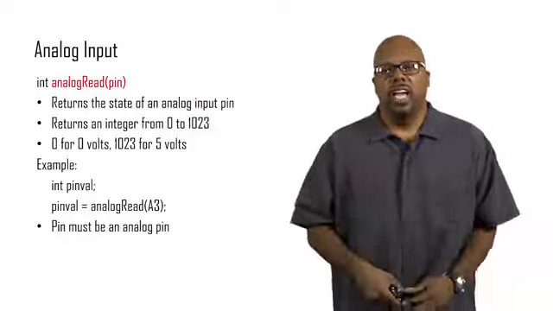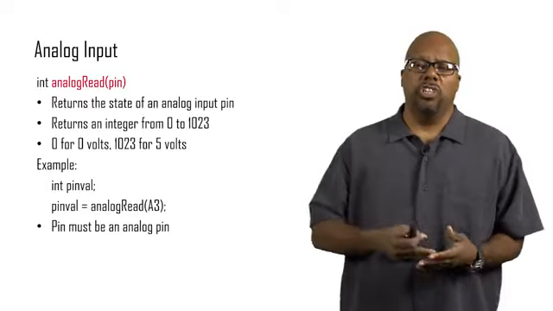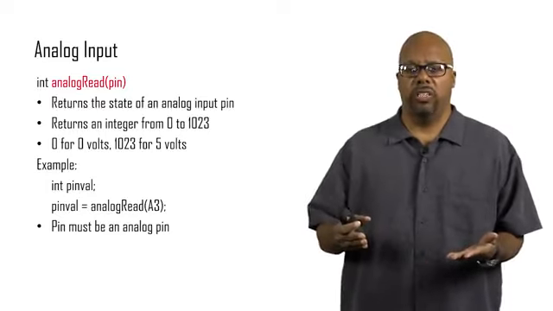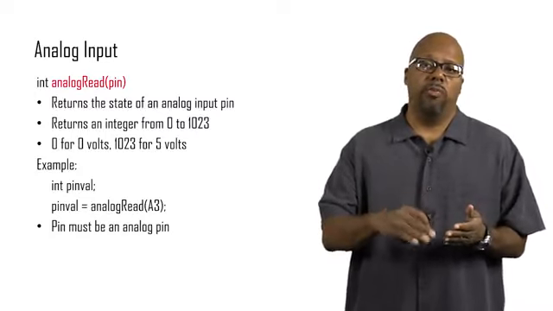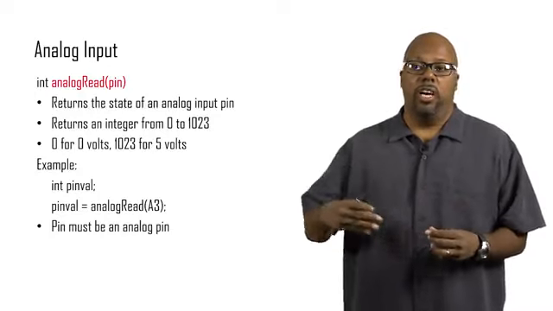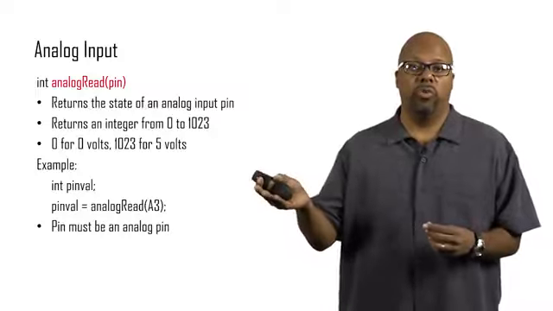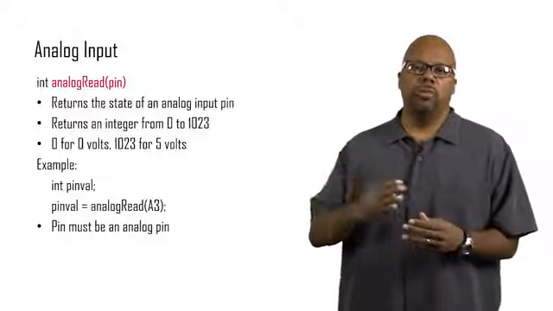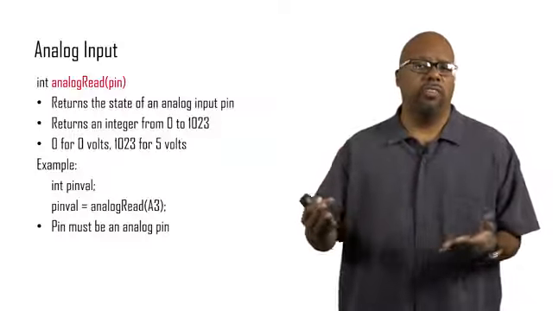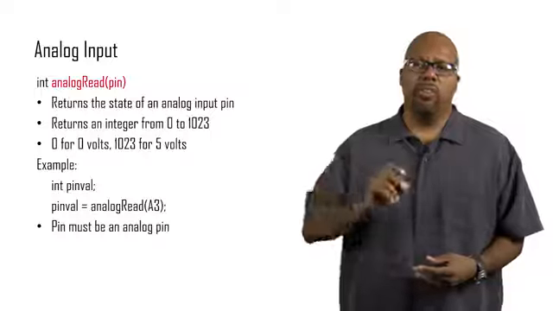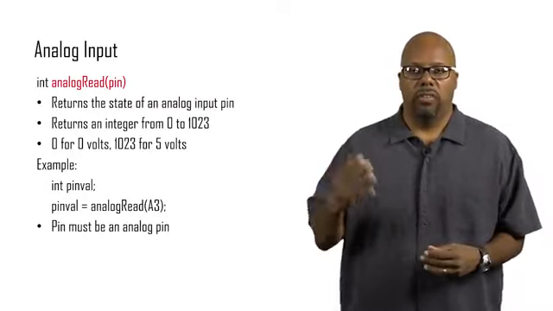So analogRead returns the state of the analog input pin, but it returns an integer from 0 to 1023. 0 is the bottom of the range, so if you got 0 volts on this pin, it's going to return a 0. The top of the range is 5 volts, so if it sees 5 volts, it's going to return 1023. And it'll return numbers in between according to the voltage. For instance, if your voltage is right between 0 and 5 volts, so you get 2.5 volts, then the number it returns is going to be right between 0 and 1023, which is 511 or 512.